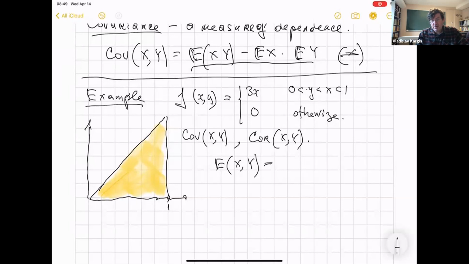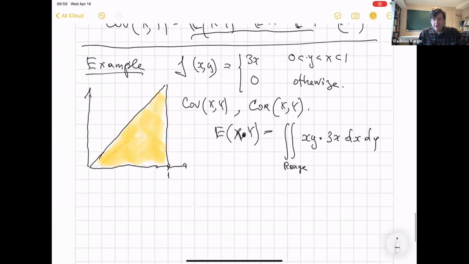So the setup: the expectation of x multiplied by y, xy. It's a double integral over this range of xy multiplied by the density 3x, with dx dy. But we'll need to calculate it, so we write it down as a repeated integral, and we need to choose what we do first, what's the inner integral and what's the outer. Let's say dy dx.